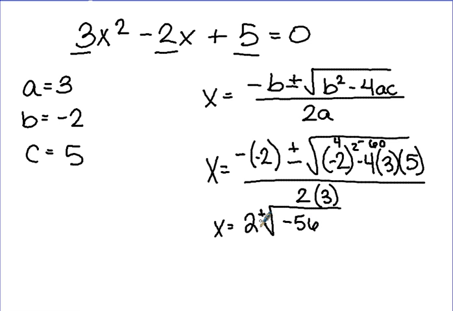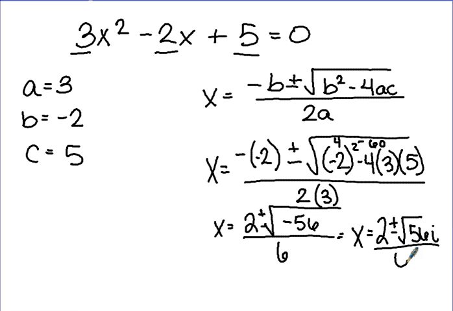So I have 2 plus or minus the square root of negative 56 all over 2 times 3, which is 6. Keep in mind we can't have a negative in the square root, so we're actually going to rewrite this as x equals 2 plus or minus the square root of 56i all over 6. And we have solved for x in the quadratic formula without factoring and without using completing the square, using our nice little quadratic formula. All right, let's try another one together.